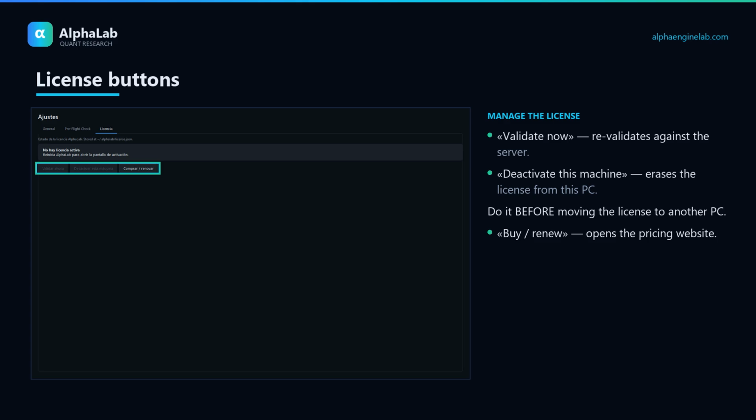Deactivate this machine erases the license from this PC. The next time you open AlphaLab, you'll have to activate it again. This is very important. If you want to move your license to another computer, deactivate here first, because the activation on the server stays assigned to this machine ID. And Buy/Renew opens your browser at the pricing page to purchase or renew your plan.